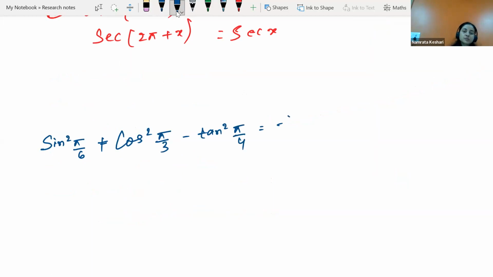Very basic question: sin square pi by 6, cos square pi by 3, tan square pi by 4. We just have to show that it is minus 1. What is the value of sin square pi by 6? Please tell me quick. Sin pi by 6 is? Pi by 6 is which? Are we talking about it in degrees? What will be the angle?